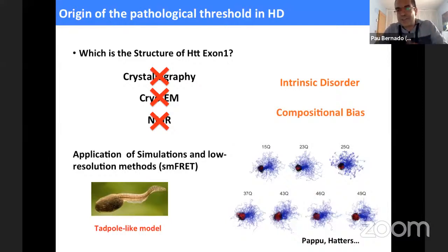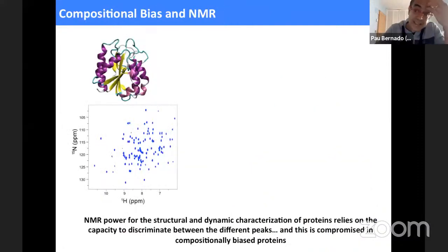Coming back to the compositional bias in NMR, why can we not do NMR on this system? You will easily understand that. So this is a folded molecule, and this is the NMR spectrum that you have. And each one of those peaks corresponds to one residue of the protein. In a folded protein, what you have is a very nice dispersion of peaks, and therefore it's relatively straightforward to assign them, to identify each one of the amino acids or residues of the protein using this technique.